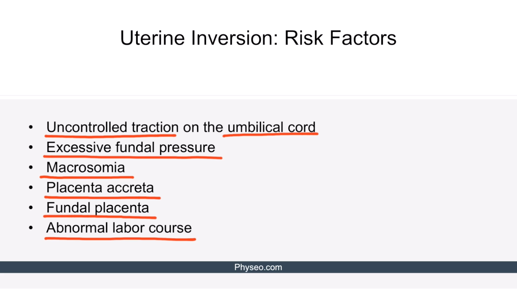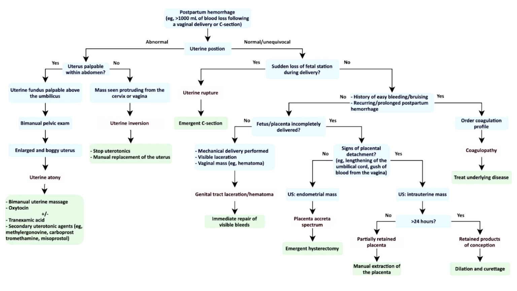associated with this. Now let's discuss an algorithm for postpartum hemorrhage that we'll use throughout this lecture as we talk through each of the condition's clinical presentation, diagnosis, and management. The first step in a patient who is bleeding after delivery is to evaluate the position of the uterus. If the uterine position is abnormal, meaning it isn't felt as a firm knob below the umbilicus, we need to assess whether or not the uterus is even inside of the abdomen at all.